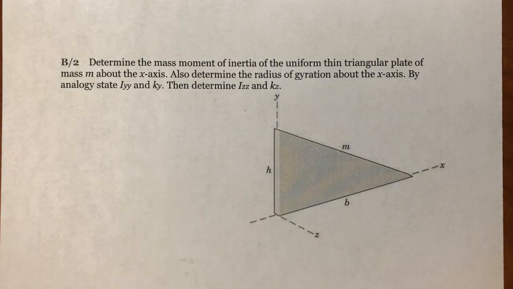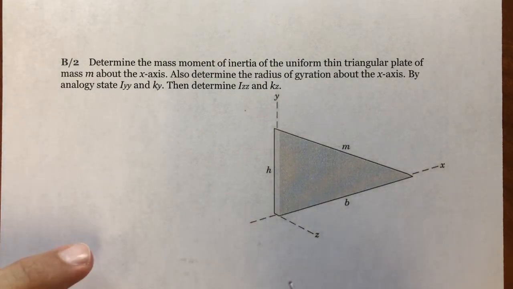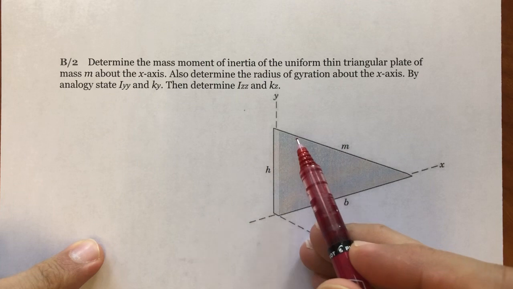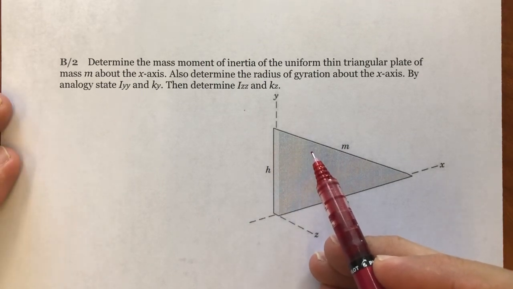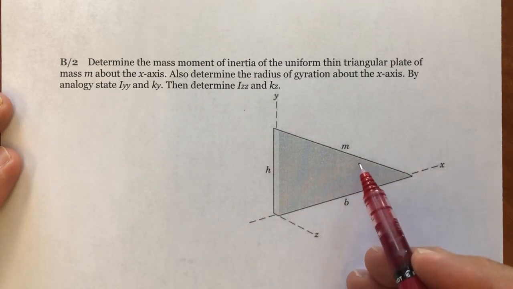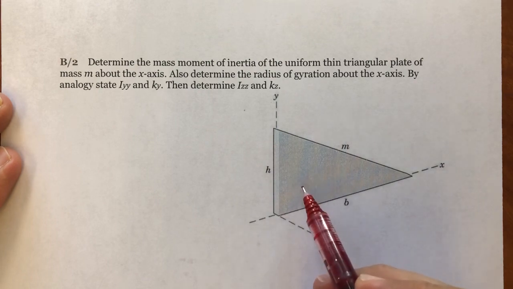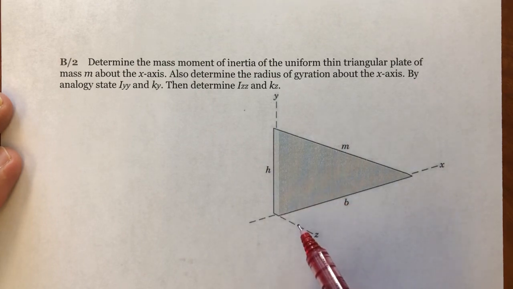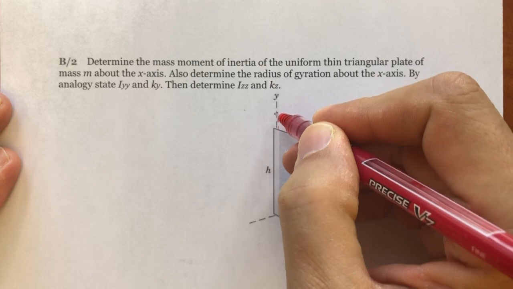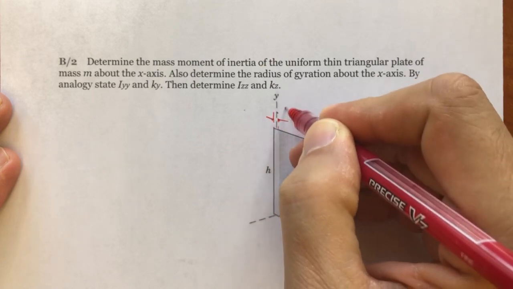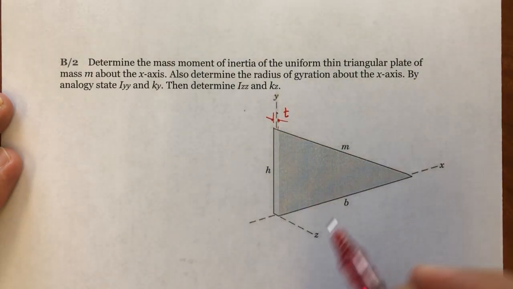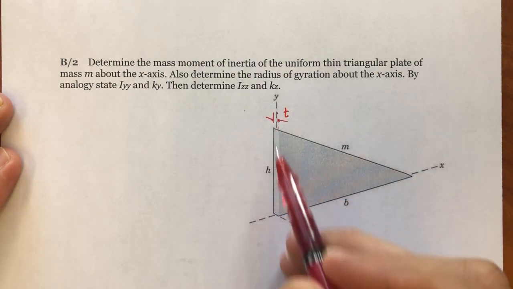Problem B2, Appendix B, problem 2. Here we have this triangle with a mass of M, and it is a thin plate. Let's say the thickness is T. And we want to find the mass moment of inertia about x-axis and y-axis.